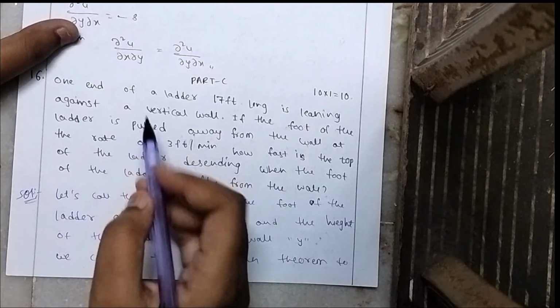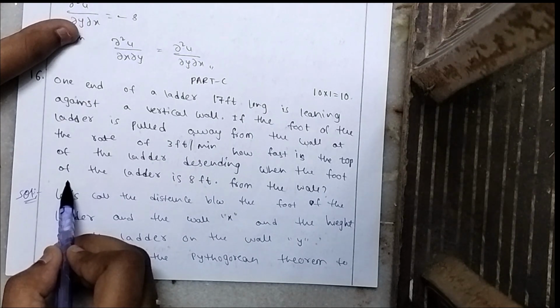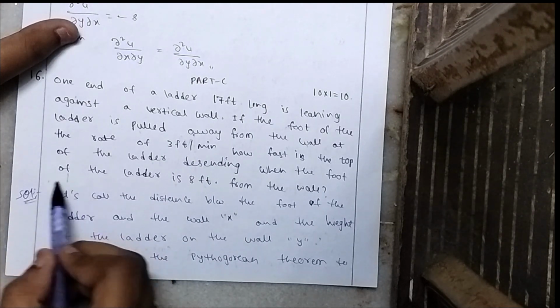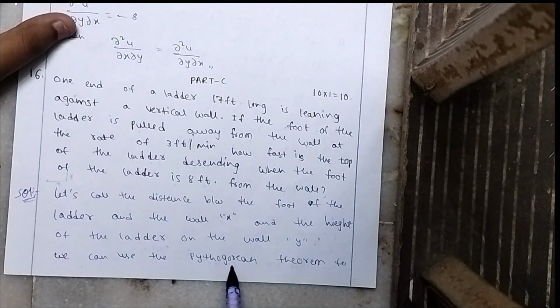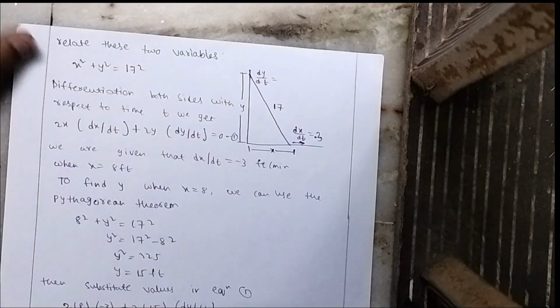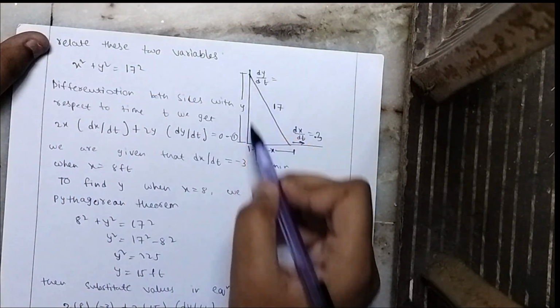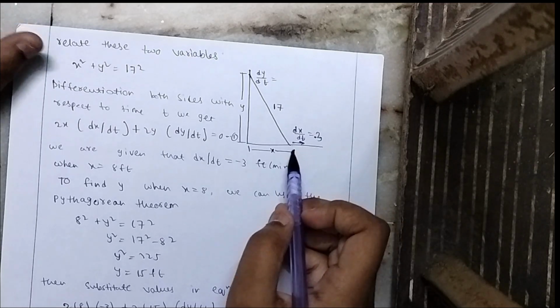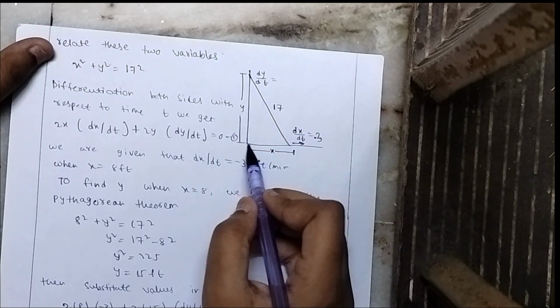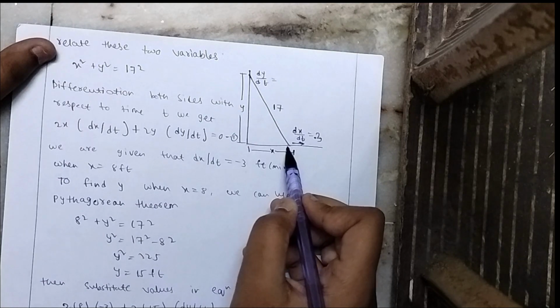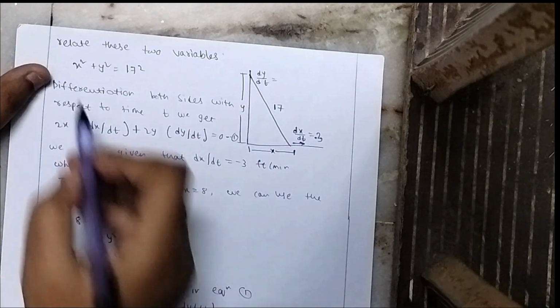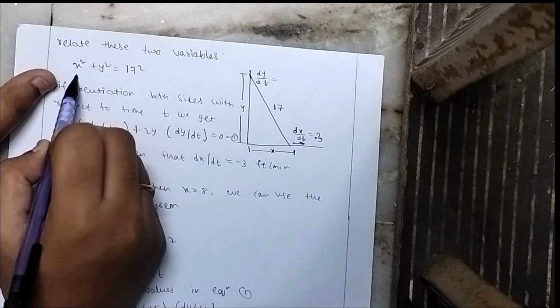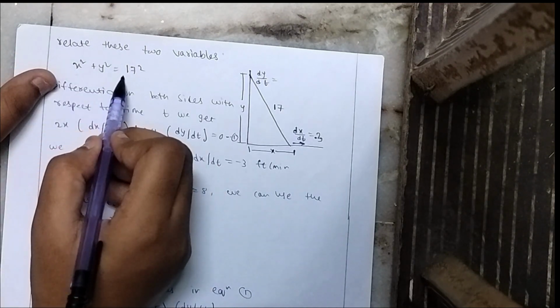Now let's call the distance between the foot of the ladder and the wall x, and the height of the ladder on the wall y, and we can use the Pythagoras theorem. Drawing a diagram based on the given information, this is the height and this is the distance between the foot of the ladder and the wall. By applying the Pythagoras theorem, x² + y² = 17².